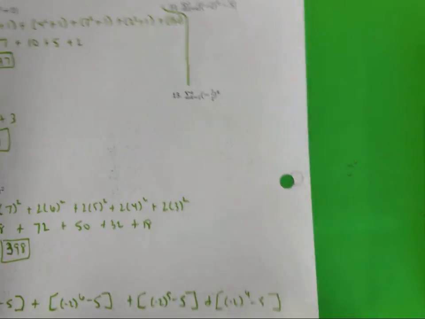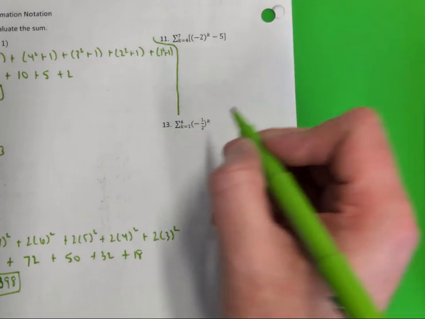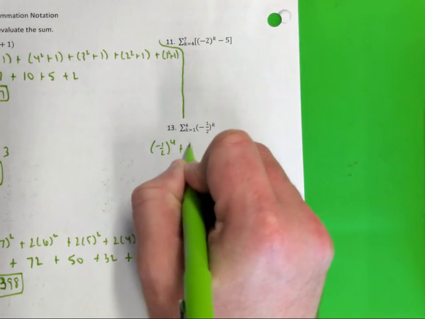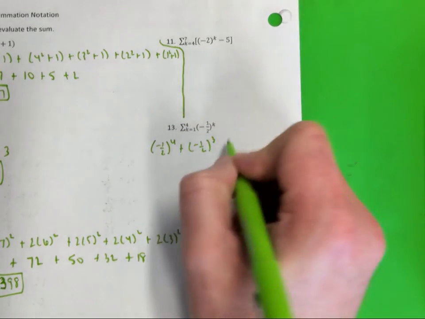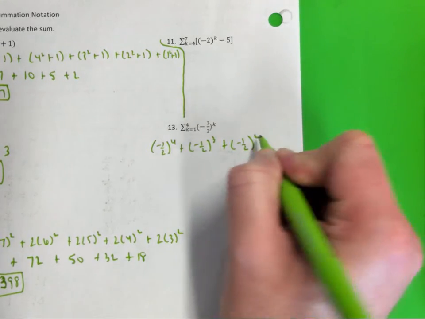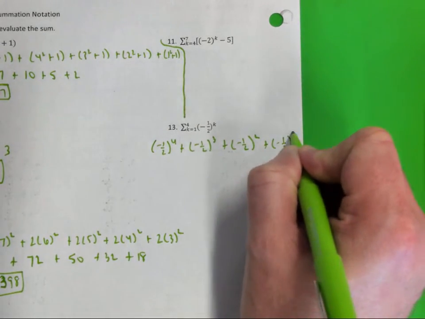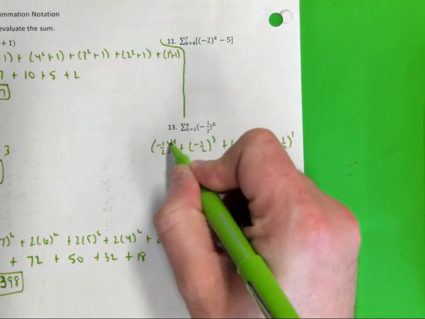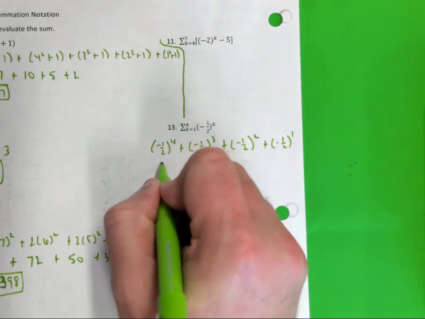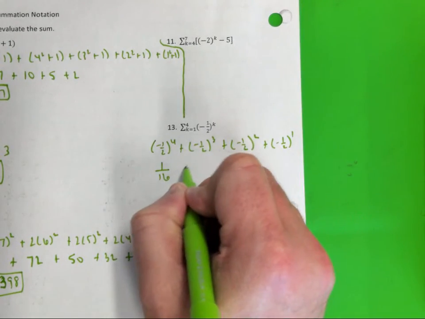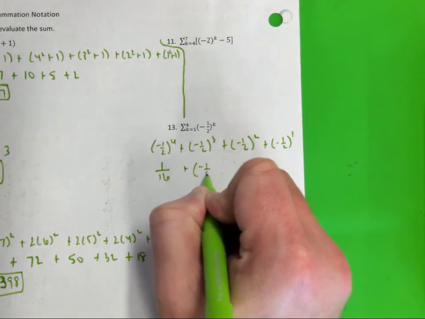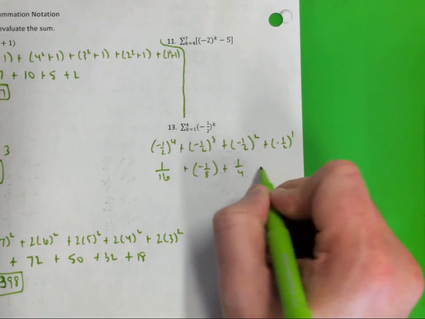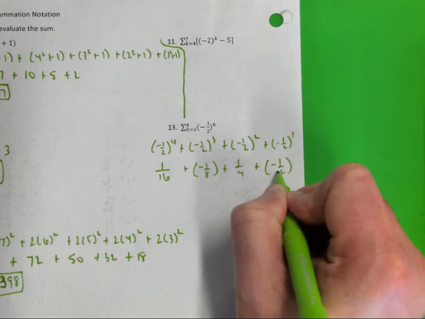All right, let's look at number 13. Make sure the fraction doesn't scare us. Okay, I got negative 1/2 raised to the 4th plus negative 1/2 raised to the 3rd plus negative 1/2 raised to the 2nd plus negative 1/2 raised to the 1st because I'm going from 1 to 4. Now, when I raise this to the 4th power, you got to raise the numerator and the denominator. So it'll be 1 over 16 plus negative 1 over 8 plus, that's a positive because I'm squaring it, plus a negative.